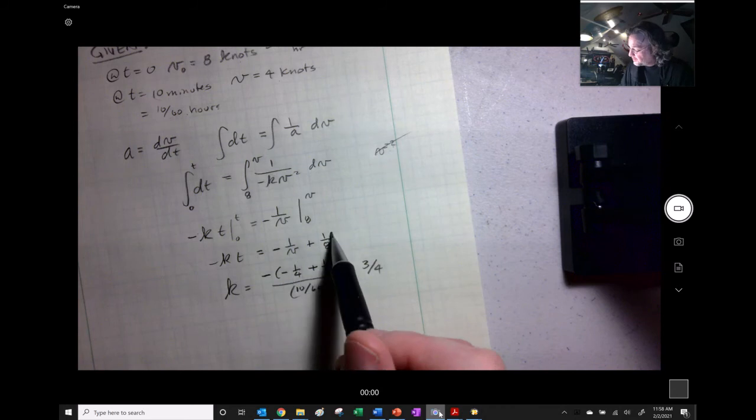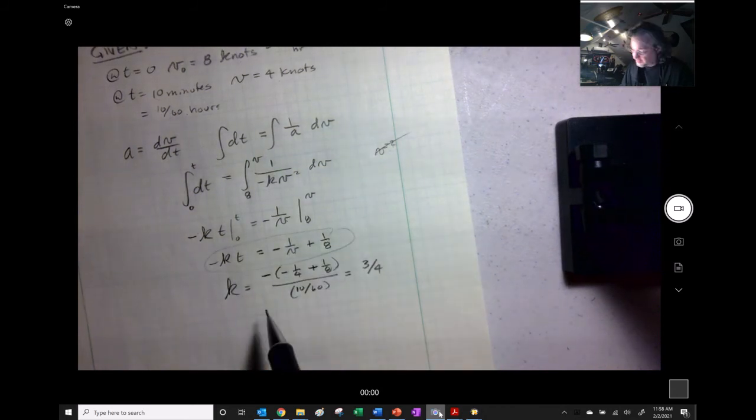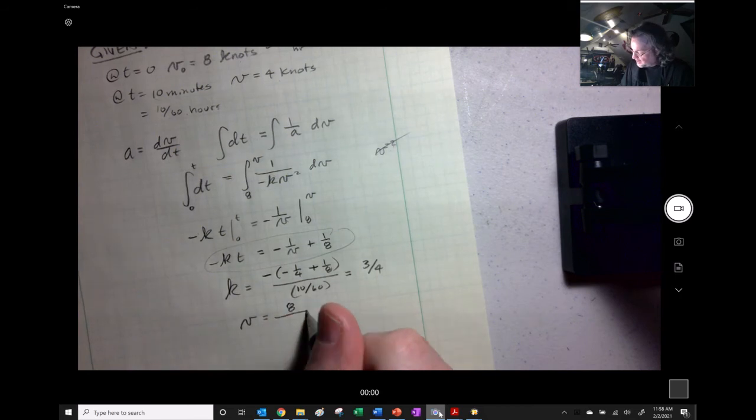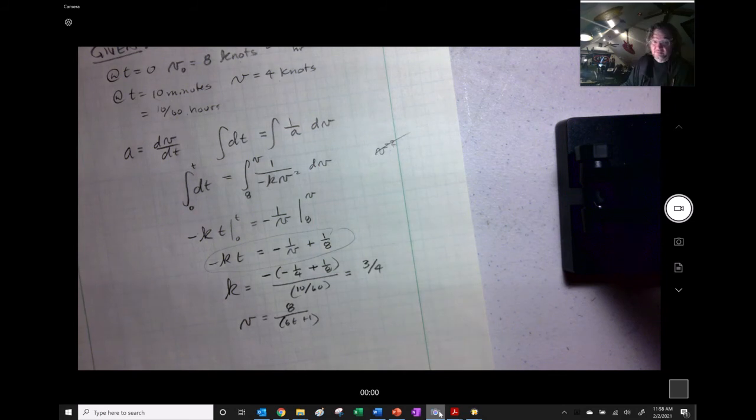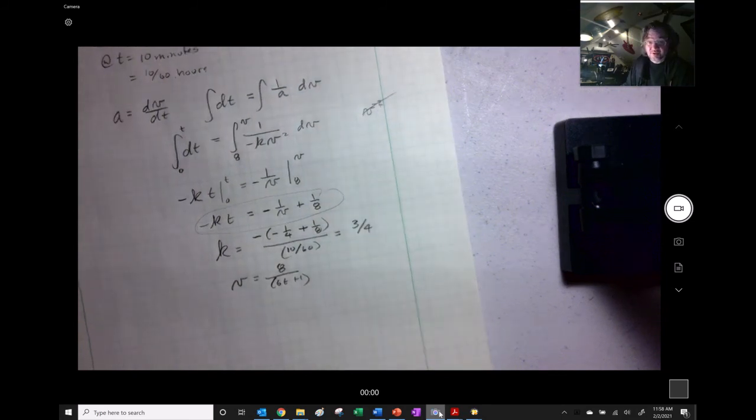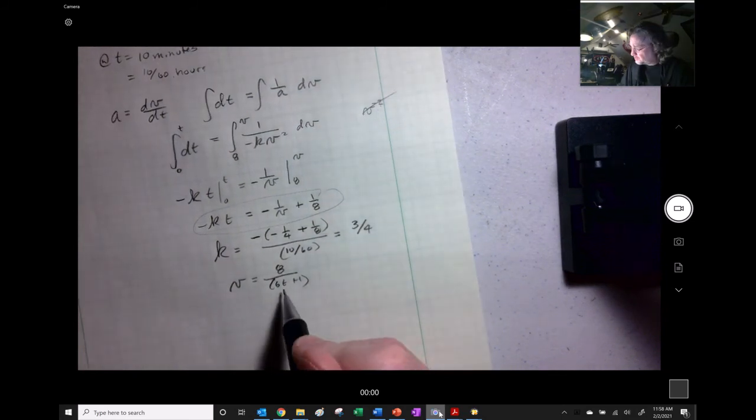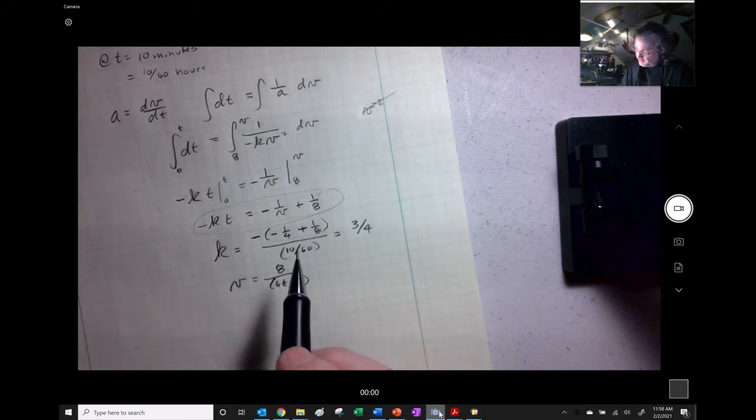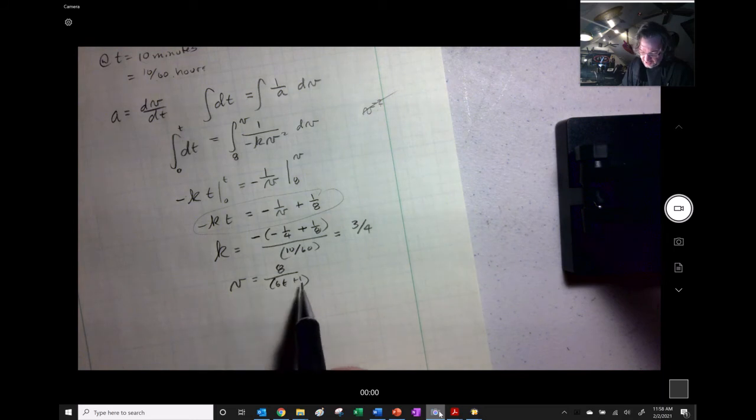Oh, if I plug that back into this right up here and do some manipulation, I get the velocity is equal to 8 divided by 6t plus 1, right? So I skipped over, I don't like skipping over, but I skipped over the algebra. So now velocity is a function of time, which is just good, right?